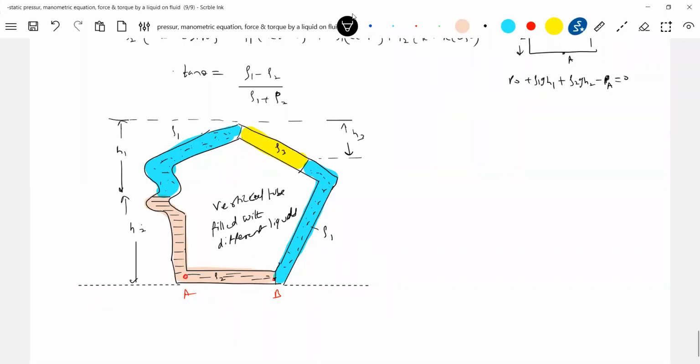Come to this one. So pressure at A must be, vertical tube filled with different liquids at equilibrium, pressure at A must be equal to pressure at B. Pressure at A on the left hand side should be equal to rho 1 g h1 plus rho 2 g h2. Should be equal to this one, rho 3 g h3 plus rho 1 g, we don't know this, this should be equal to how much? h1 plus h2 minus h3.